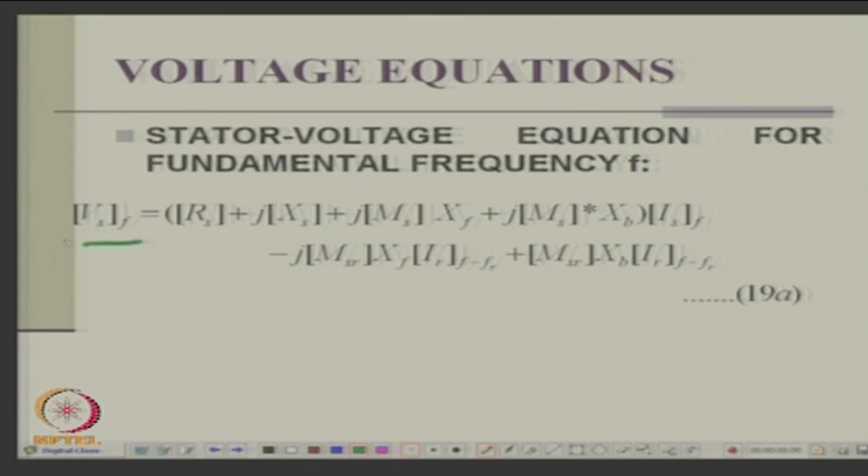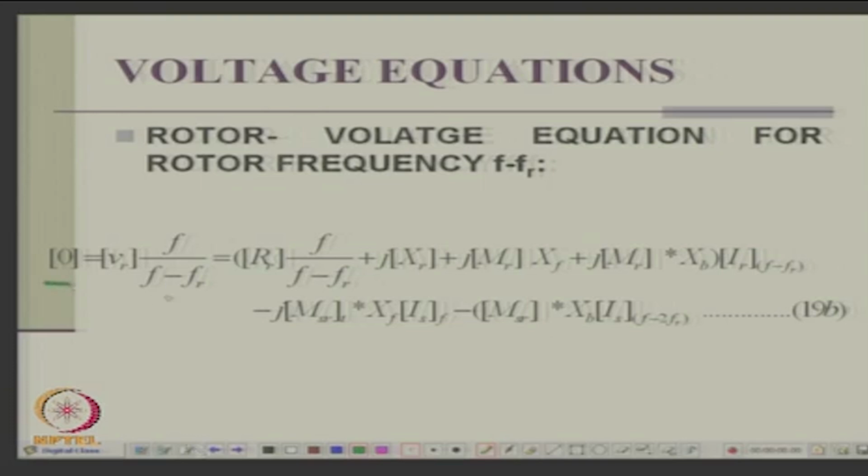One for stator frequency f, which is given by this Rs, jXs, MsXf, Ms star Xb, and rotor frequency; one is due to f minus fr, another is due to, I think it should be, f plus fr. This will be the stator frequency, this will be the voltage equation. Similarly, you can write the rotor voltage equation for f minus fr. This will be Rr at f minus fr, due to the rotor current, its own currents at f minus fr, plus the stator current f and stator current f minus 2 fr.